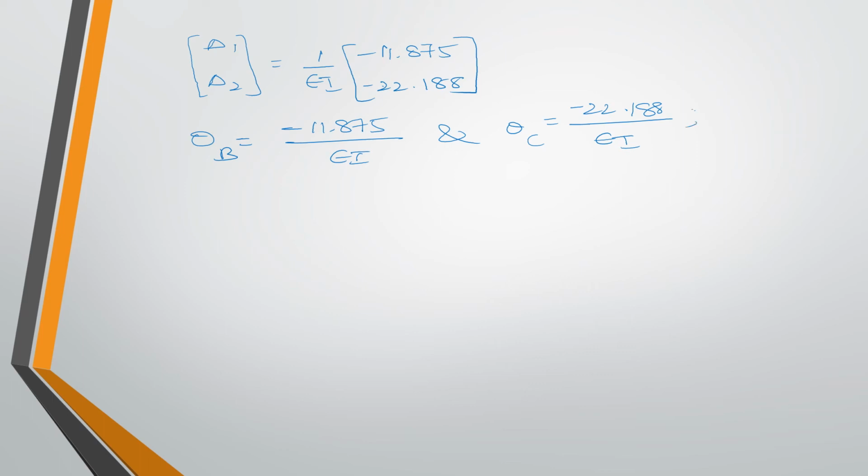We know that theta A is 0 because that is a fixed support. In the question the support is given as fixed. Now the last step, step 5. In step 5 we have to calculate the final moments, using the slope deflection equation.